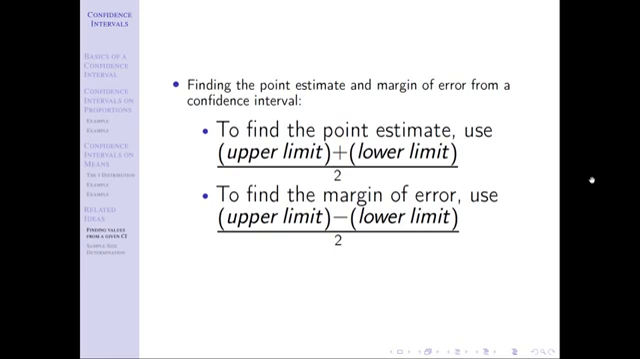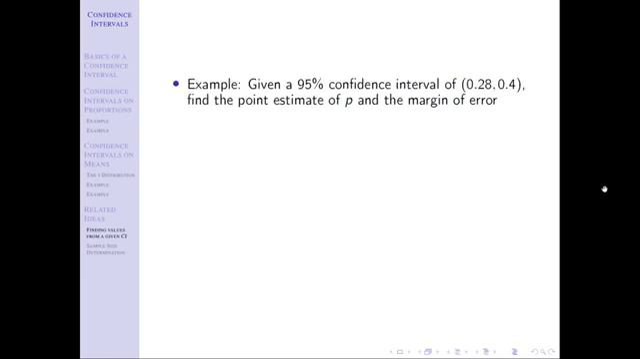And so a quick little example, put some numbers to this. If we have a confidence interval, it doesn't matter what type of confidence interval, given as such 0.28 to 0.4, find the point estimate and the margin of error.